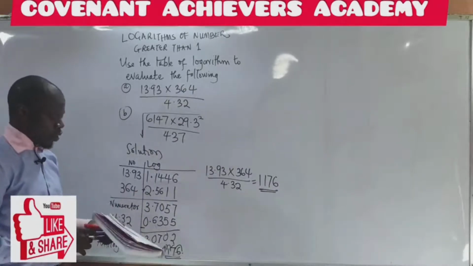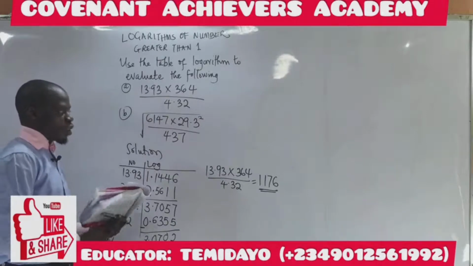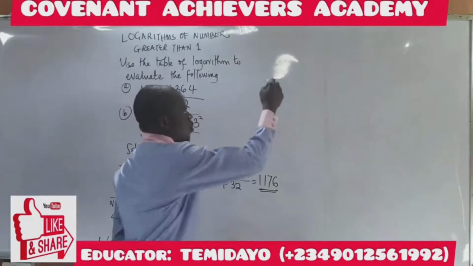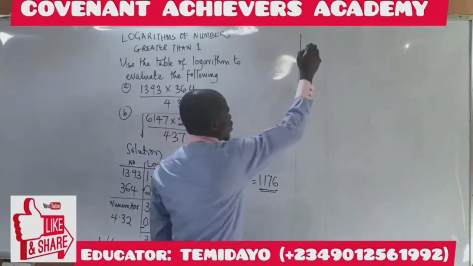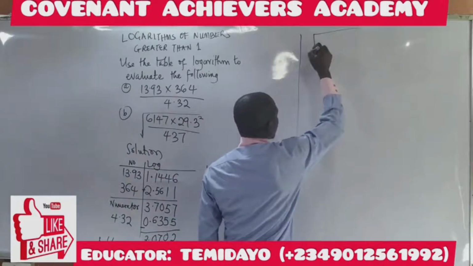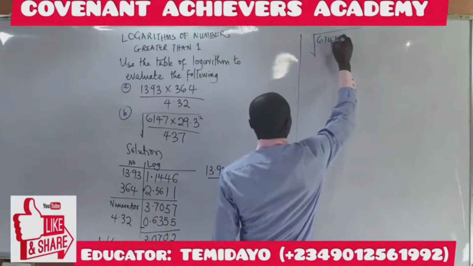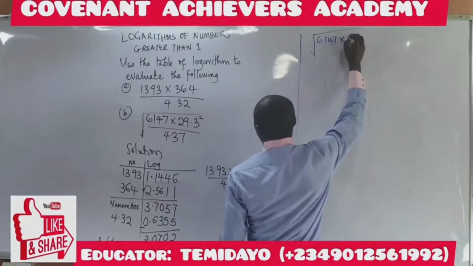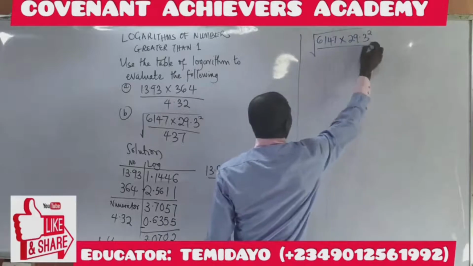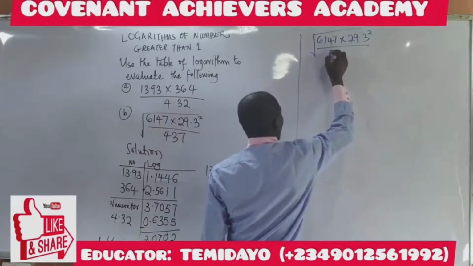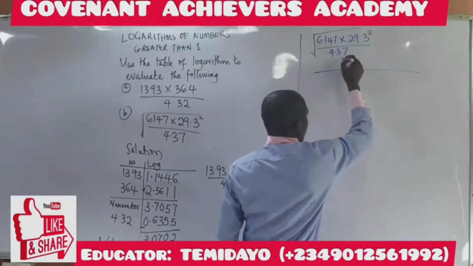So now let's look at the second question that we have here. How are we going to solve for the second question? Still using our 4-figure or our mathematical table. In this case, the question is the square root of 6147 multiplied by 29.3 raised to power 2 all over 437. Now, you are still going to use your table.